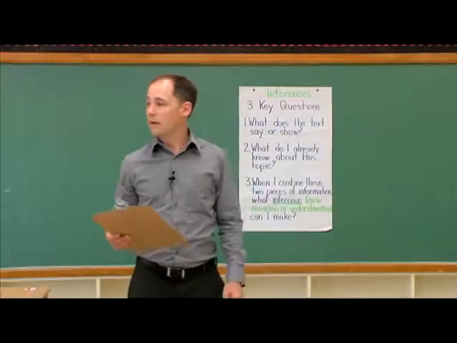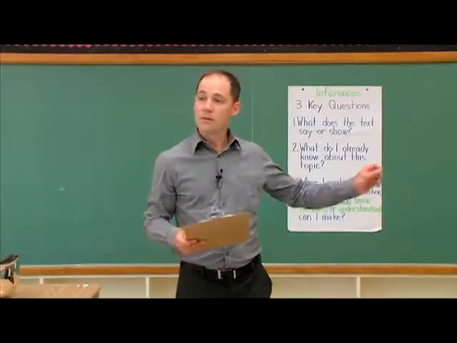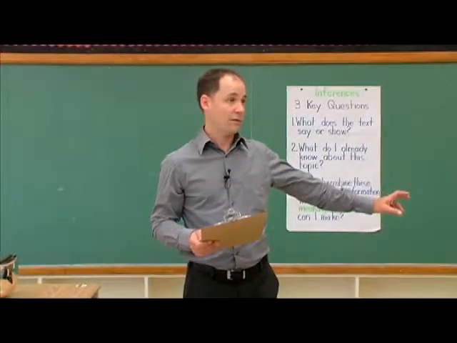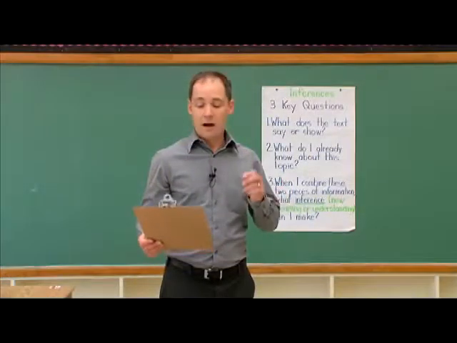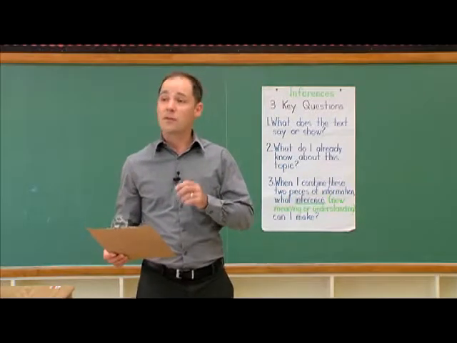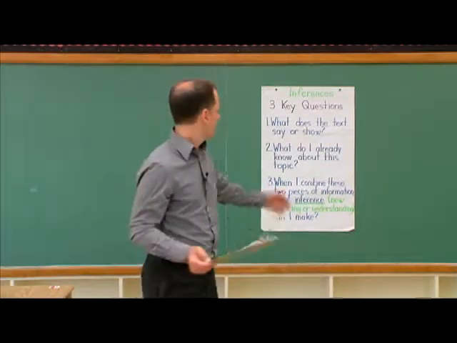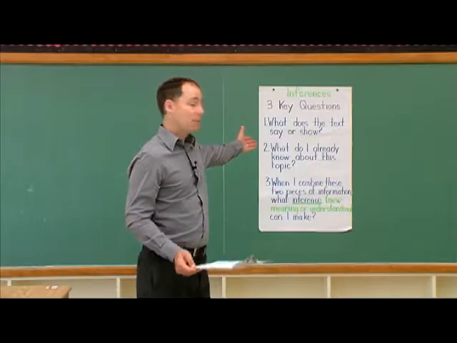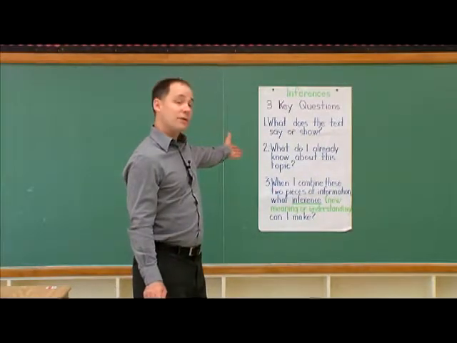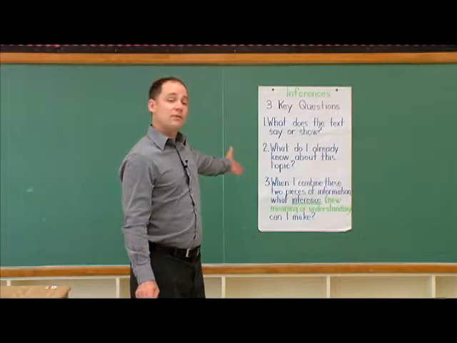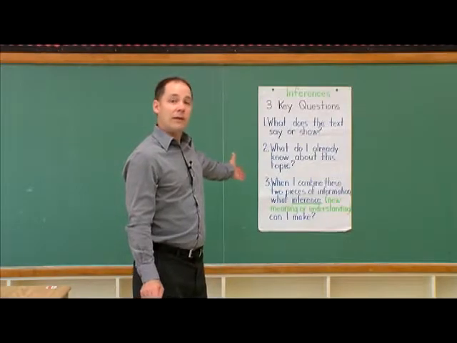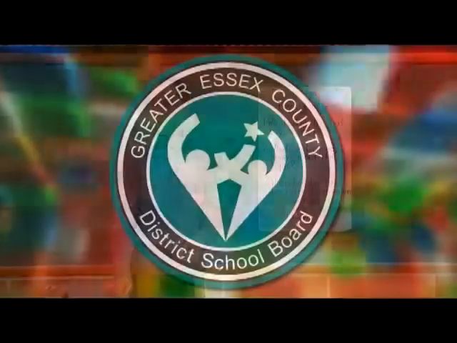I think next time I'd like to try to use this strategy with some written words that went with the photograph. This strategy helps me to develop and support my opinions by identifying specific information from the text. Inferencing really helps me get to this deeper thinking. I'll continue to use this inferencing strategy by looking at the three key questions. What does the text say or show? What do I already know about this topic? And when I combine these two pieces of information, what new meaning or understanding can I make?